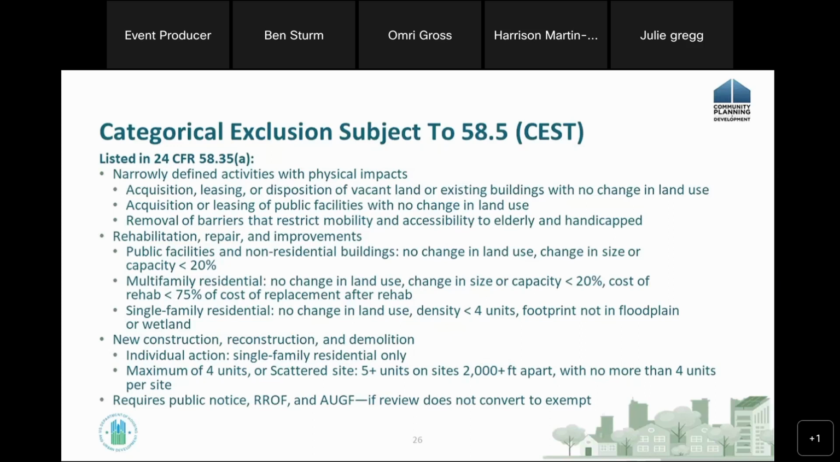After analysis with the related laws and authorities, CEST reviews can either be converted to exempt if no formal compliance requirements or mitigation measures are triggered, or if the review cannot be converted to exempt, then the responsible entity must proceed with issuing public notices, submit the HUD Form 7015.15, also known as the request for release of funds, to HUD, and then wait for HUD to issue the authority to use grant funds in order to complete the environmental review. Next slide, please.